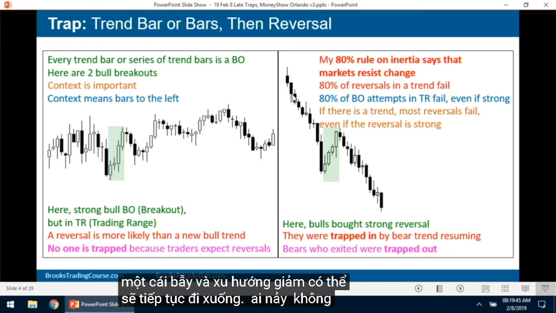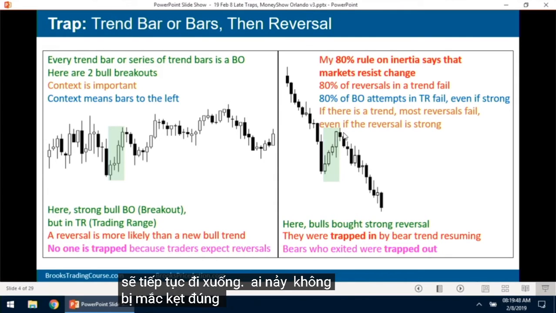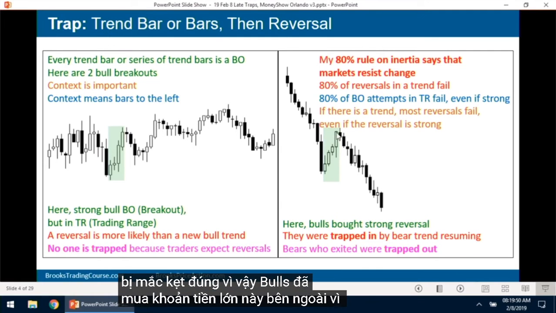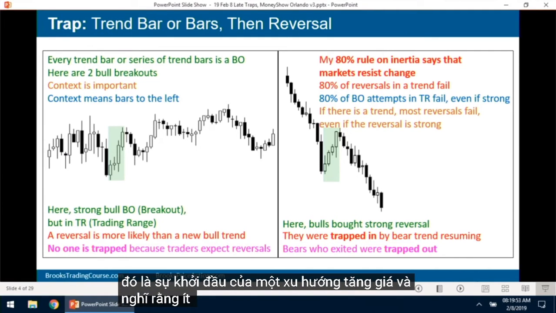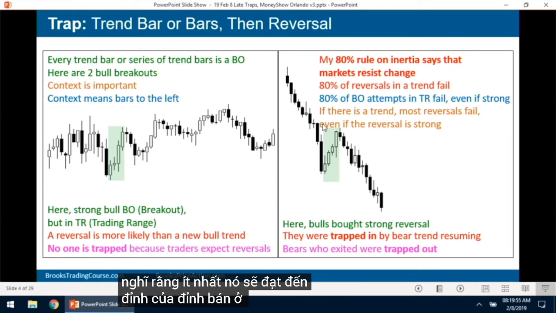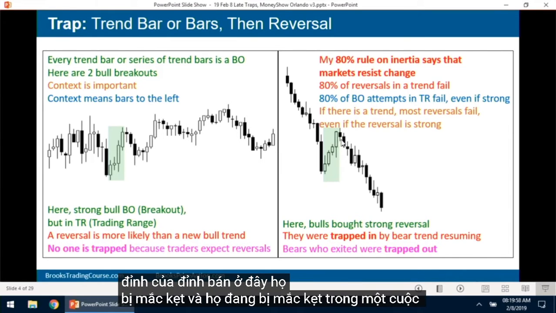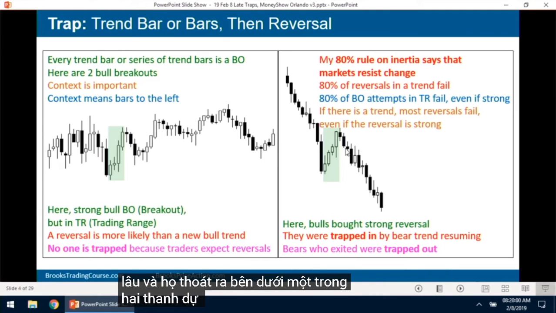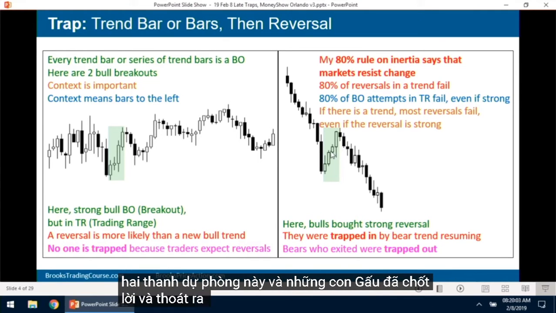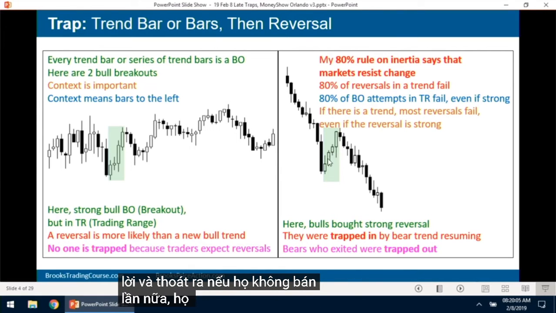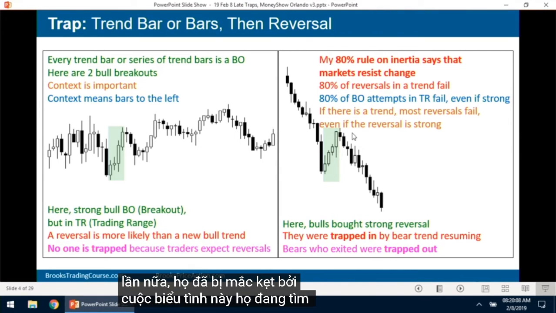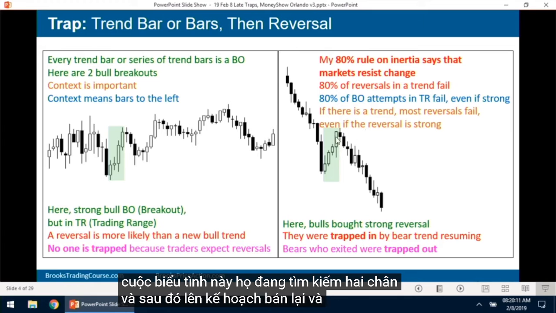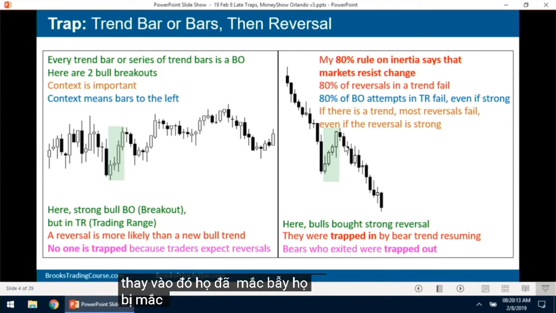Bulls who bought got trapped, right? So the bulls who bought this big outside up bar thinking it was the start of a bull trend, thinking that at least it'll get to the top of the sell climax here, they're trapped. They're trapped into a losing long, and they get out below either of these bear bars. And the bears who took profits and got out, if they do not sell again, were trapped out by this rally. They were looking for 2 legs up and then planning to sell again, and instead they got trapped out and had to sell as it went down. So a bull trap traps bulls into a bad trade, and it traps bears out of a good trade.